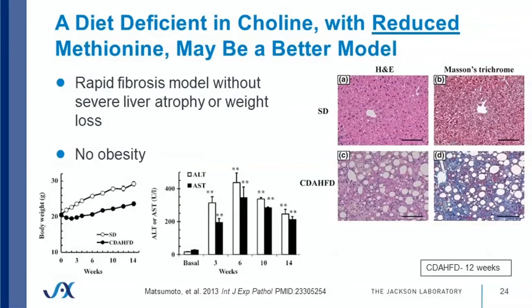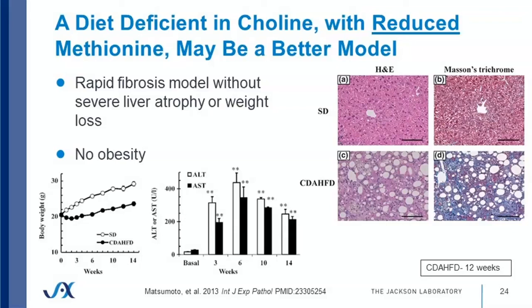To get around this weight loss, a diet was generated that's deficient in choline and contains reduced methionine levels, which, as you can see here, when fed to mice does not result in rapid weight loss. These mice still don't become obese. You can see they're smaller than the control group, but they also do not decline the way the methionine and choline deficient diet group did. Not shown here, but the blood glucose also doesn't dramatically drop. These mice never become hyperglycemic, but they also don't have hypoglycemia.